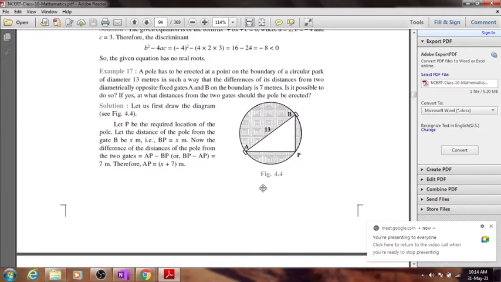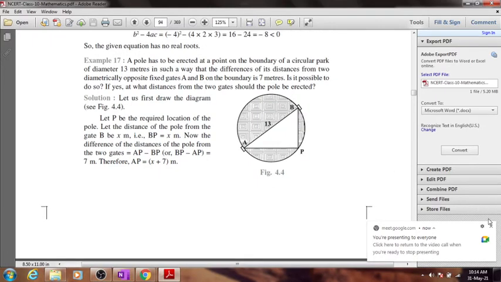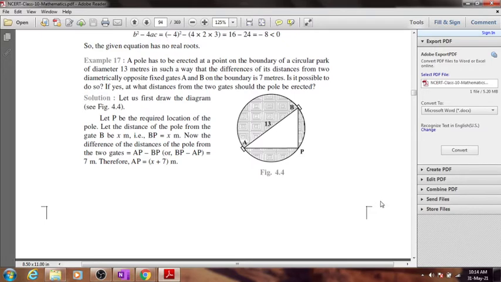Now, last day there was a small test, and there was one numerical which was not touched in the class. Okay, I believe this was a numerical, right? Confirm everyone. The fourth numerical or the third numerical? Yeah, third one. A pole has to be erected. This is the pole. It has to be erected.